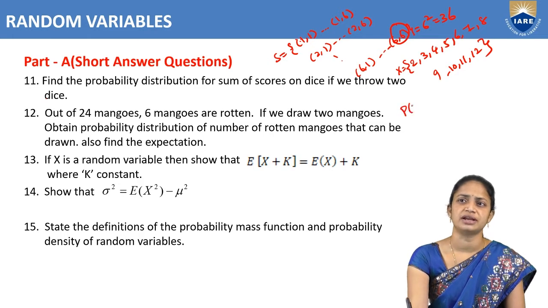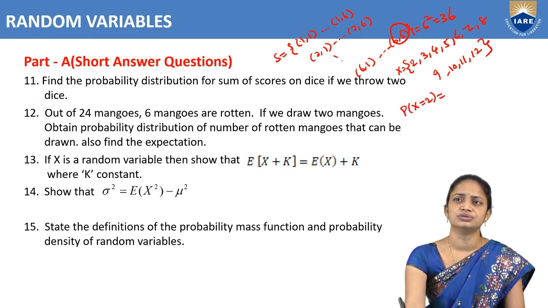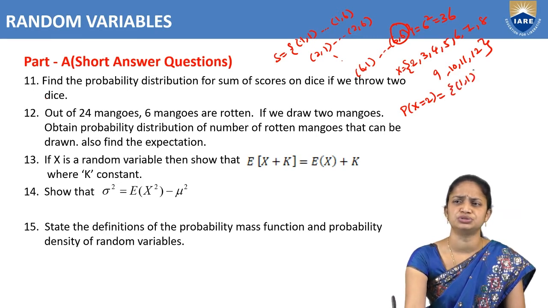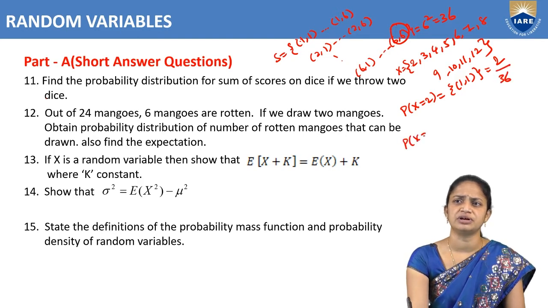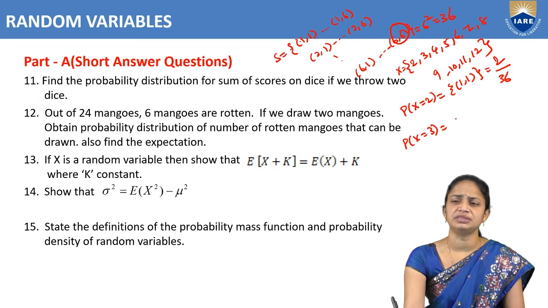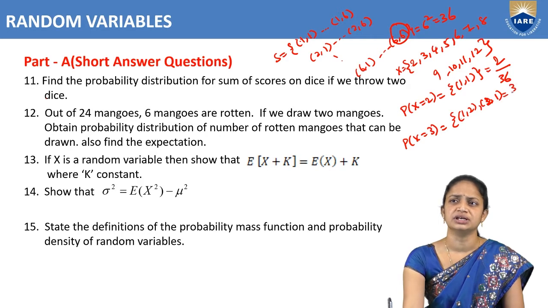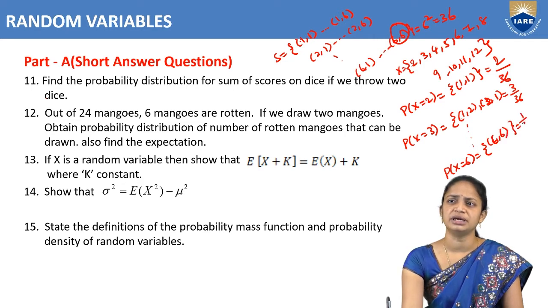Then we have to find the probabilities, starting with P of x equal to 2. For x equal to 2, we have (1,1), since 1 plus 1 is 2. So P of x equal to 3: for sum 3, we have (1,2) and (2,1), since 1 plus 2 is 3 and 2 plus 1 is 3. So like that we can find up to P of x equal to 12, which is only (6,6), so total 1 by 36.